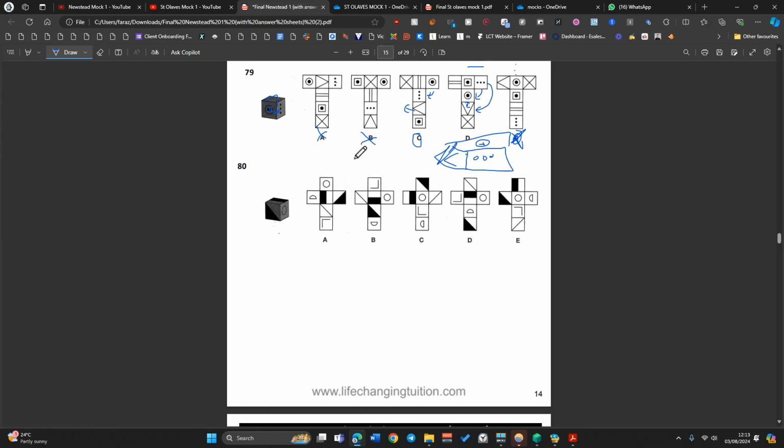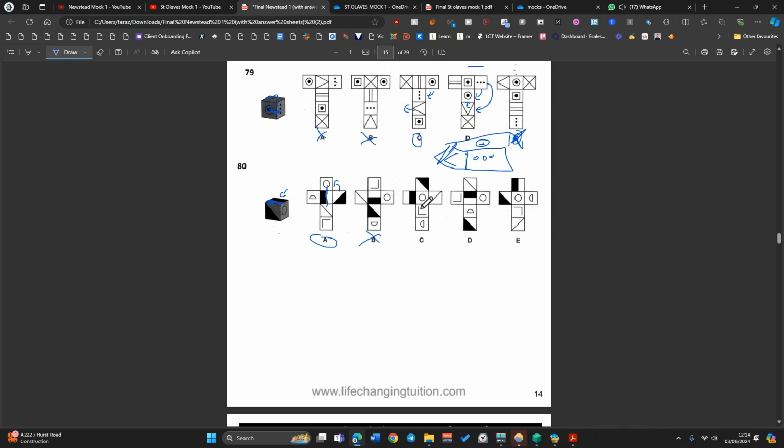Okay, final question here, question 80. If we have the circle and we have the black, this is going to be pointing towards the circle, so that looks alright so far. And then this is going to connect here, and that looks pretty much spot on if we rotate that. Let's look at the other options, just to make sure. This looks alright as well. However, what's happening here is the black shade is on the bottom side, whereas it should be where it is over here, so it can't be B.